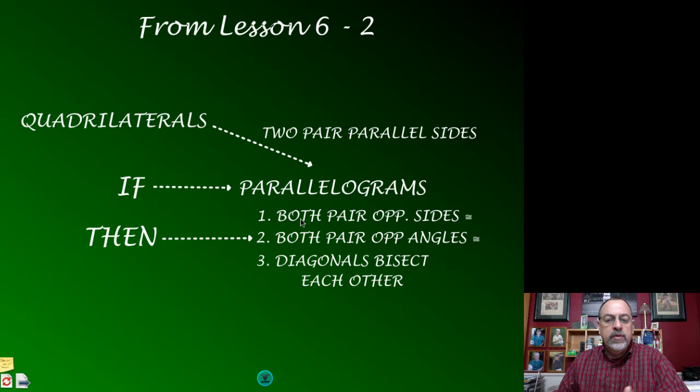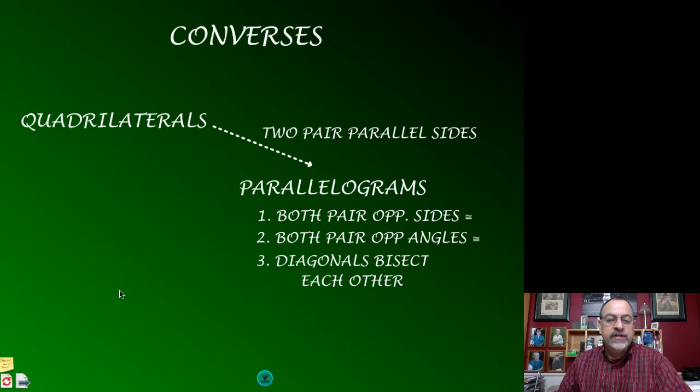You remember when we have if-then statements or conditional statements, we can write the converse by switching the conclusion with the hypothesis. And if the original theorem is a good definition, which all theorems are, then the converses will also be true. So in this lesson, if we can show any of these three things that we learned in Lesson 6.2 to be true, then the figure must be a parallelogram.